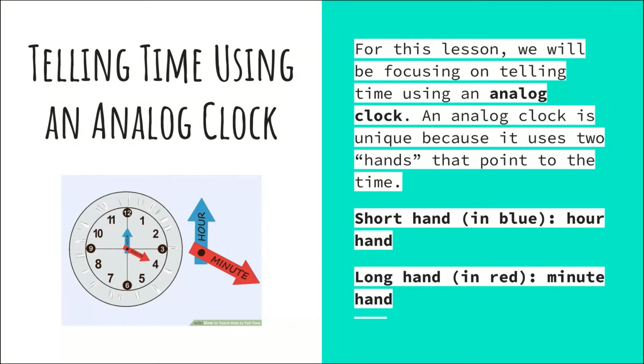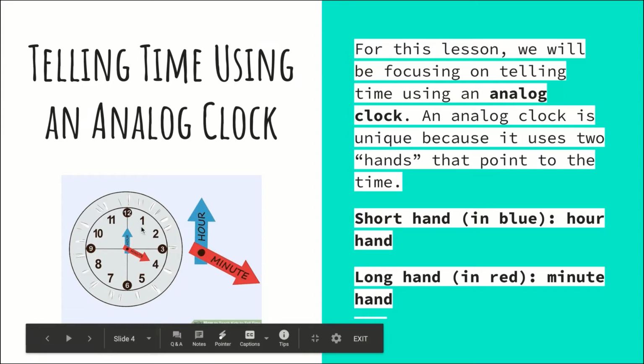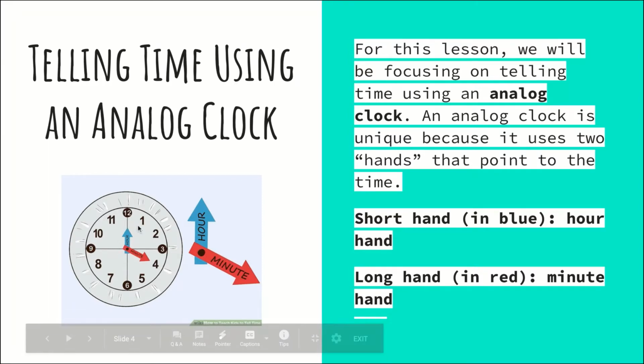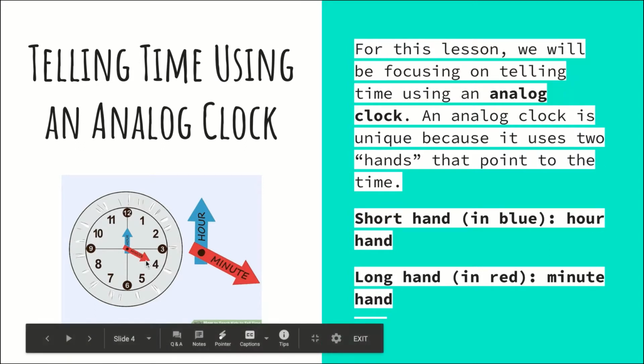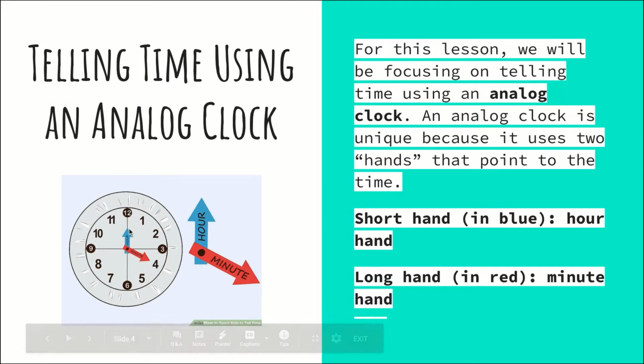An analog clock is unique because it uses 2 hands, okay, that point to the time. These aren't actual hands that you think of like your hand, right? These are right here in blue. The shorter hand is called the hour hand, all right? It's in blue in this picture, and it literally says hour, so that helps us figure it out. The long hand in red for this picture is the minute hand. It's telling time to the minute. So time is read as hours and minutes, a combination of hours and minutes.